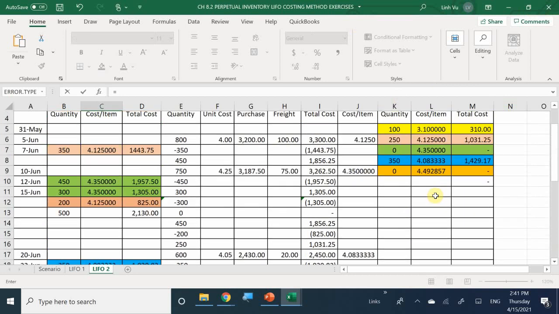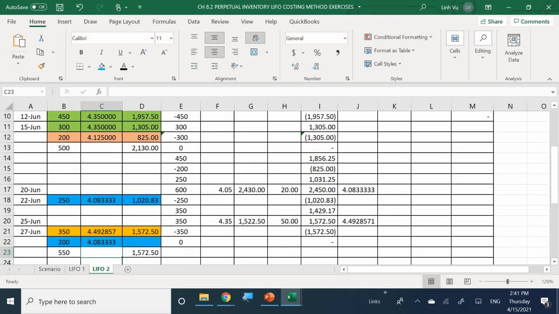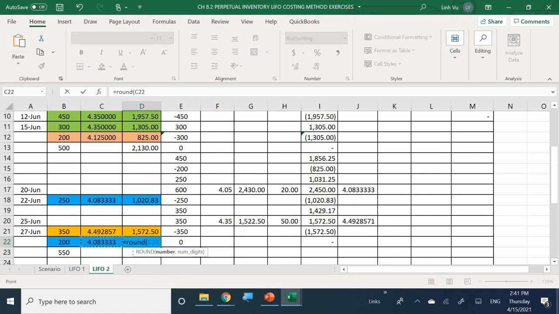How much is the cost per item for the blue batch? 4.08333333. Good. Because I am going to calculate this, I'm going to use my equal round formula. You take the 200, multiply by the 4.083333, comma 2. So what is my total cost of goods sold? $816.67.